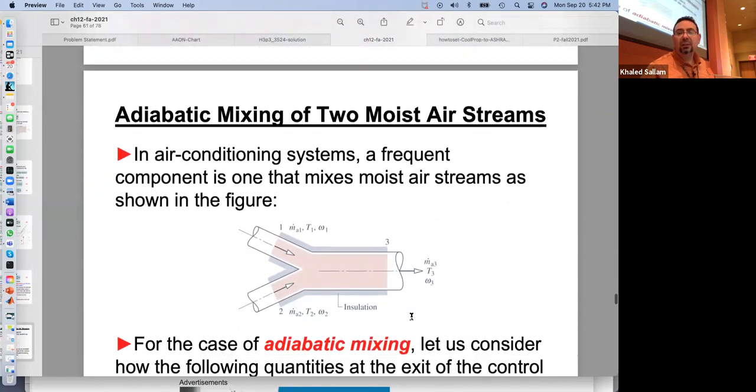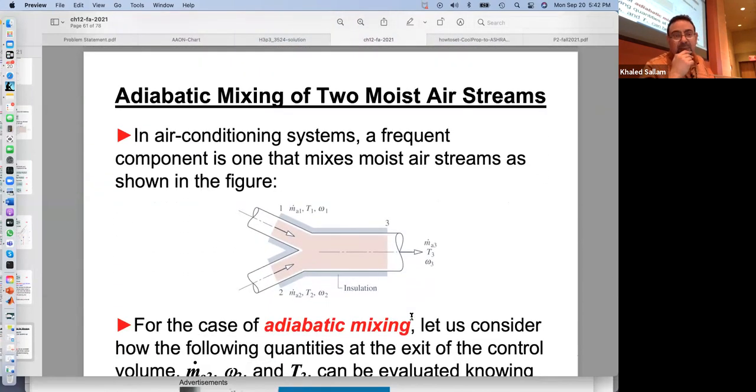All right. Next part, the adiabatic mixing of two moist air streams, and we can do this after the break. So let's take a 15 minute break and we'll start again.